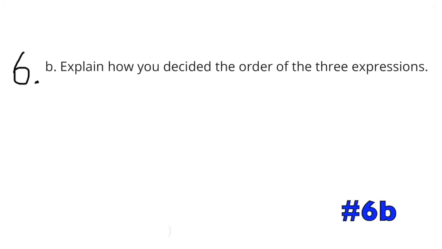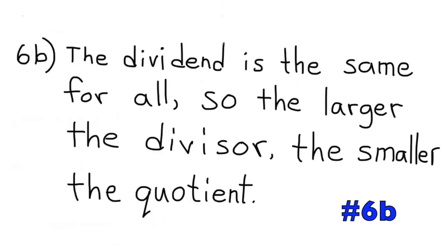B. Explain how you decided the order of the three expressions. The dividend, 56, was the same for all of them, so the larger the divisor, the smaller the quotient.